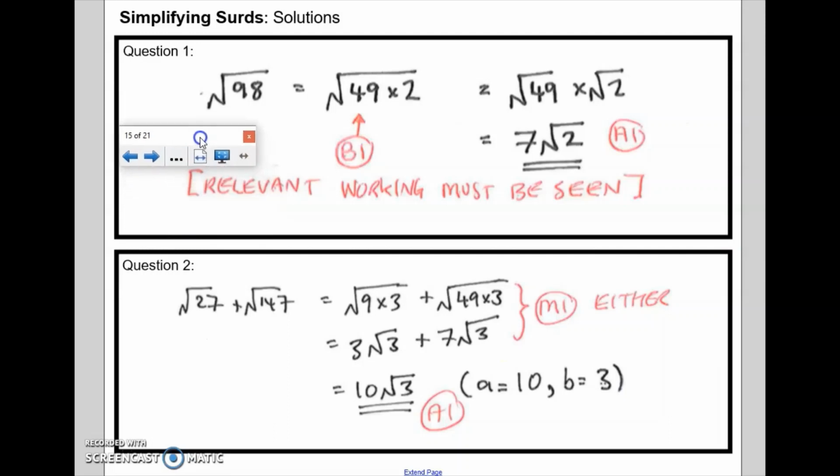My two solutions look like this. So you can see I've split root 98 into 49 and 2 here, and the root 49 is simplified down to a 7. That's in the correct notation that the question wanted, but it was always going to end up in that order, in that notation anyway. You can see for question 2, I've shown you my working out with the solution being 10 root 3. So A is 10, B is 3.